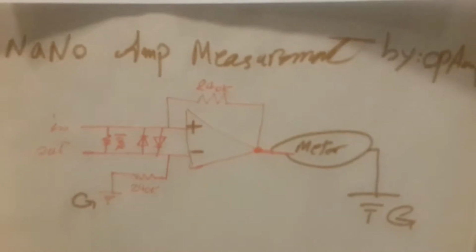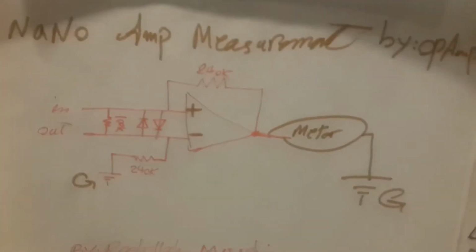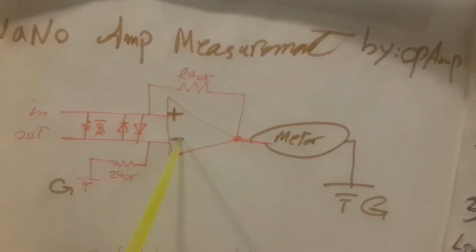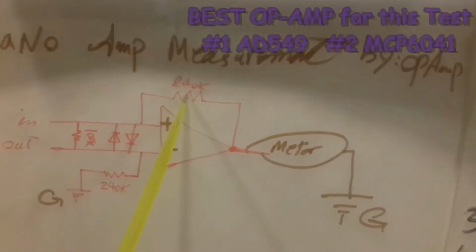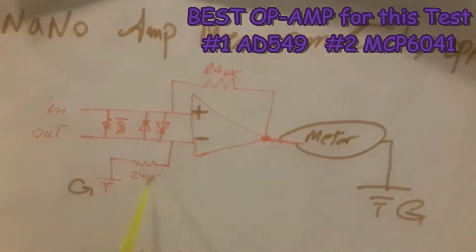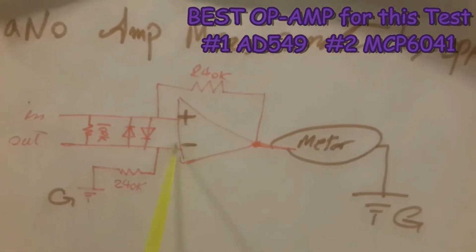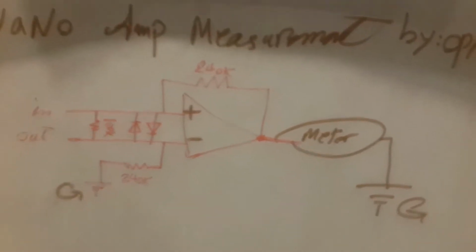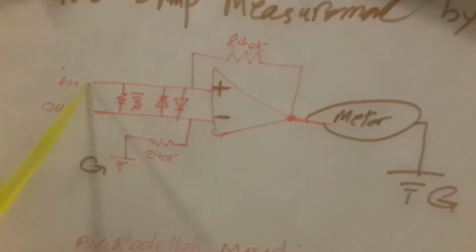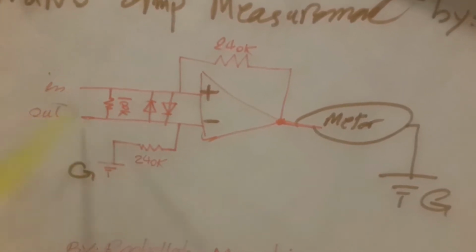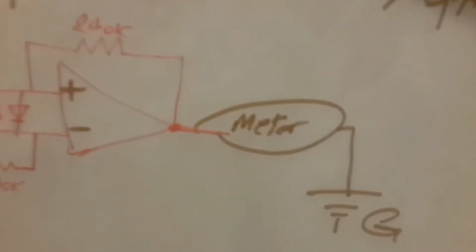Here are the exact amounts: 0.08 micro, 0.11 and 0.46, for example. This one is the schematic, very simple. The op amp here, feedback 240k, 240k also to ground for pin 2 non-inverting, and finally the current will go through this in and out. And here is the meter to show exactly what's going on with the voltage.